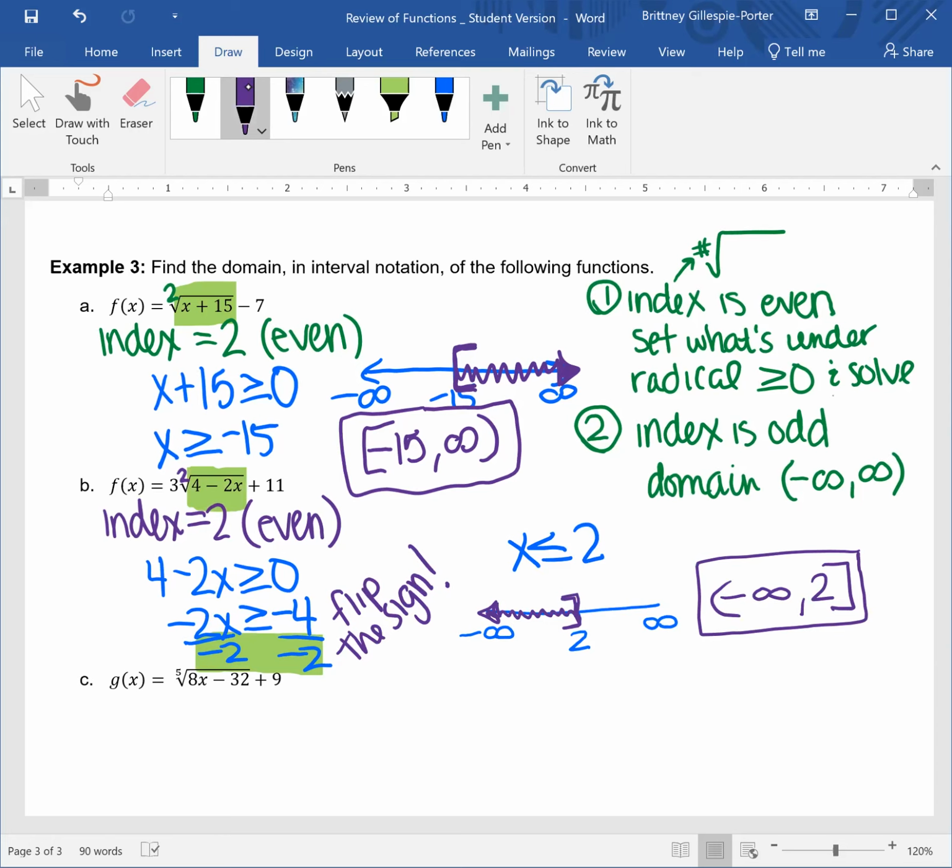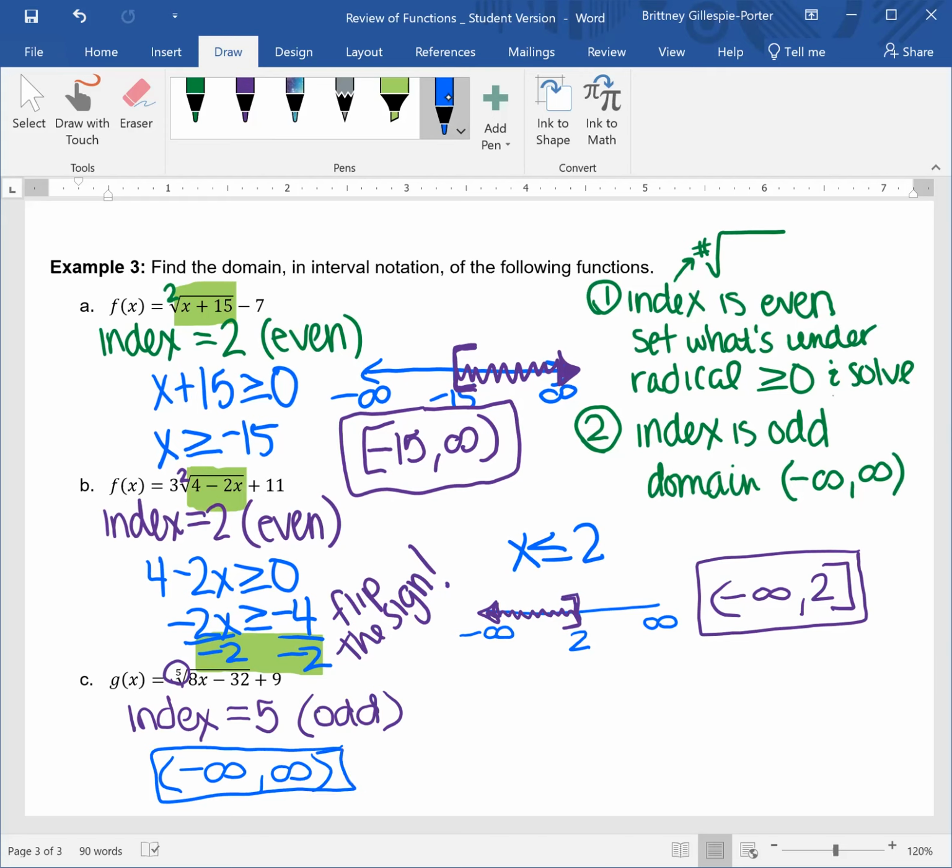In part C, our index is 5. Since 5 is odd, we immediately have the domain of negative infinity to positive infinity. We can plug anything we want into that function and we will stay in the real numbers.